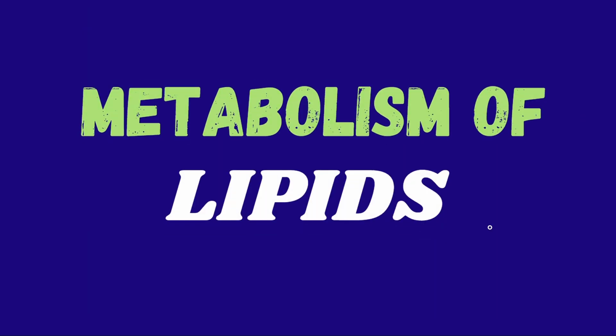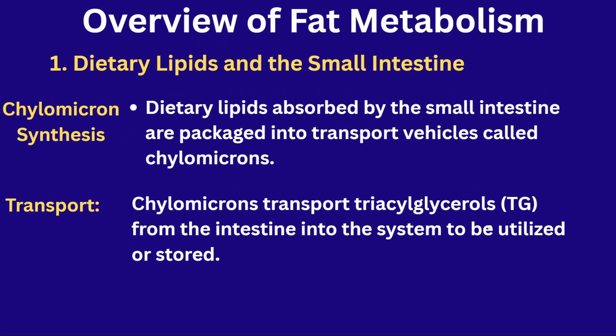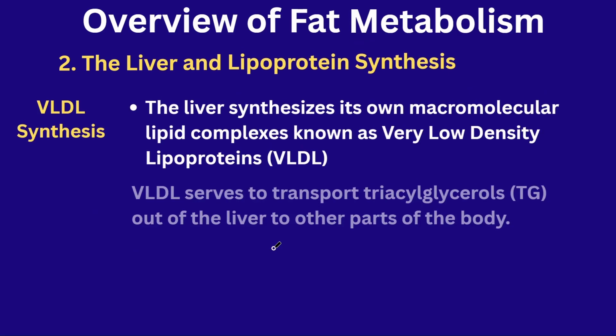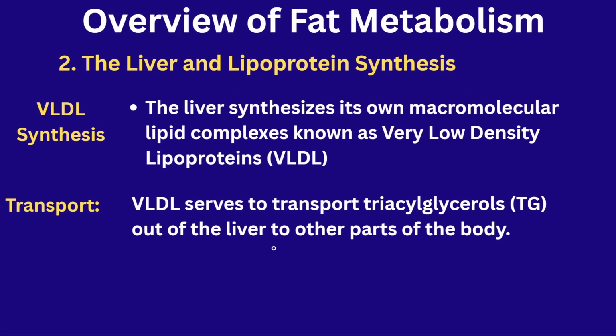Next, we will understand the metabolic pathway of the lipids. That means we have to know the overview of the metabolism of the lipids. First, we already know that the lipids are absorbed in the small intestine. They are transported with the help of chylomicrons. Chylomicrons transport these triglycerides from the intestine, and there they will undergo different types of metabolic actions.